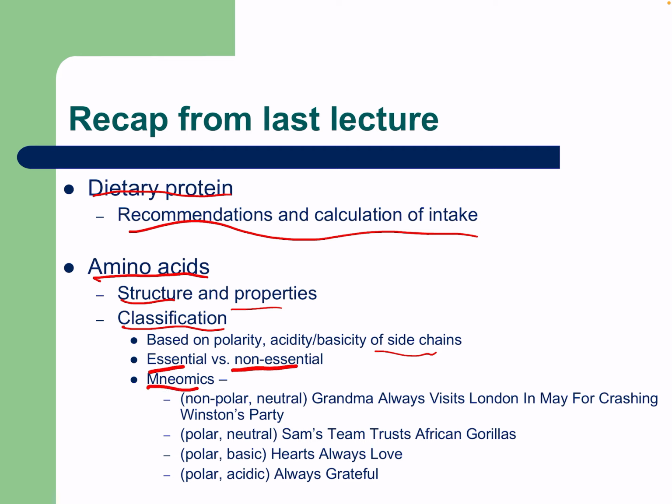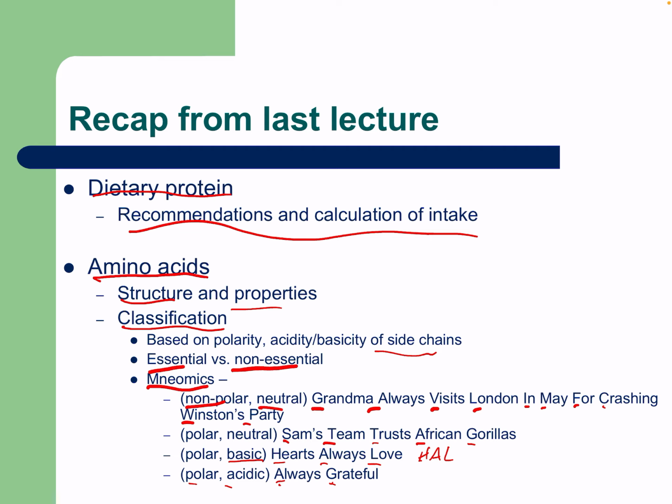And here's just a reminder of some mnemonics. So remembering all the nonpolar, neutral: Grandma always visits London in May for crashing Winston's party. Polar neutral: Sam's teams trust African gorillas. Polar basic: hearts always love, or Hal. And polar acidic: always grateful. Aspartic acid and glutamic acid, but that's an easier one.